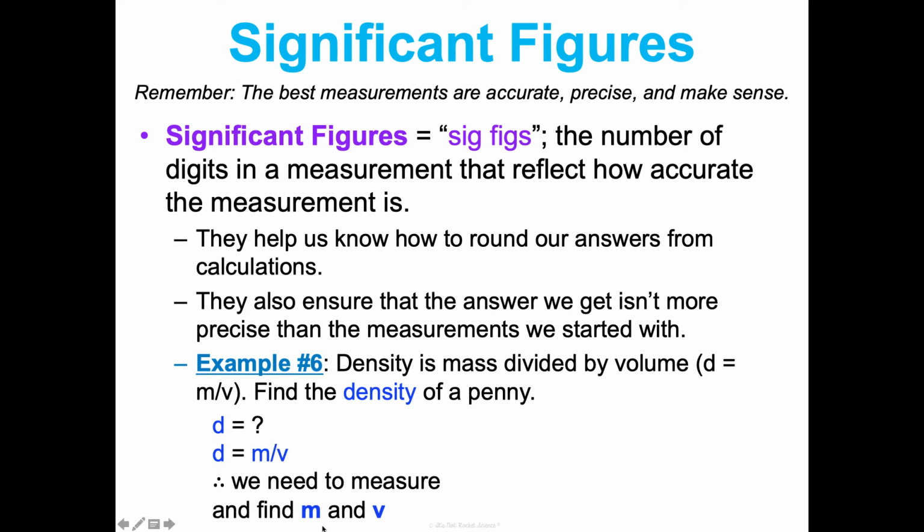So we would take a penny, we would get the mass, and then we'd get the volume, and we divide. Now, when you're getting the mass, you're using a scale. It's probably only going to be like 2 decimal places specific. So let's say you get the mass and it's like 2.50 grams. And then let's use water displacement. We figure out the volume is like 0.35 milliliters. When you divide 2.5 grams by 0.35 milliliters, you get 7.142857143 grams per milliliter.